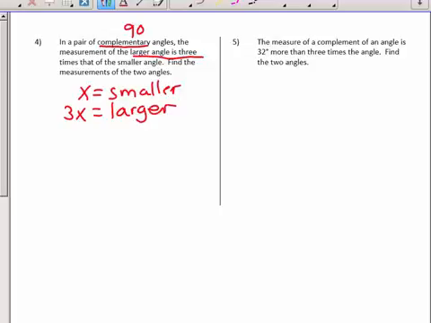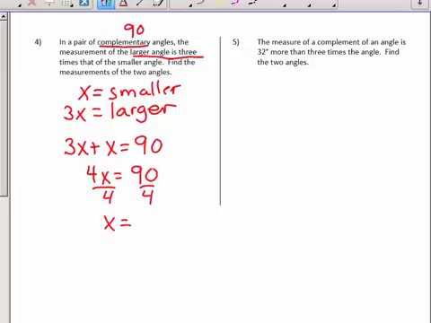So that's a lot like the ratio question. Because it's complementary, that means they're 90, they have to add. 3x plus x has to add up to 90. Well, 3x plus x is 4x. Divide both sides by 4. So x is 22.5. And it's okay to have decimals. It says, again, find the measurements of the 2 angles, so then I have to do 3x, which is 3 times that, which is 67.5, and I should add the degree sign.